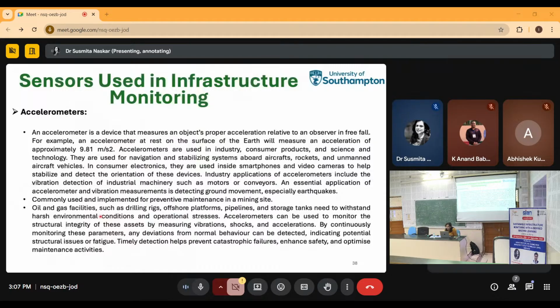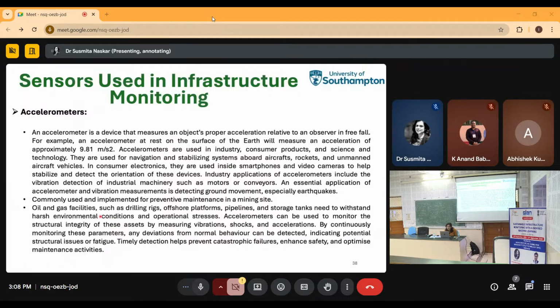And what generally does the accelerometer do? An accelerometer measures an object's proper acceleration, which is related to free fall. For example, at rest on Earth, it measures about 9.8 meters per second squared. These devices are widely used across the industry. They are also used quite a lot in consumer electronics, aerospace, scientific research, and structural health monitoring. And the main applications, if you look into these sensors, one of the biggest is industry and consumer electronics.